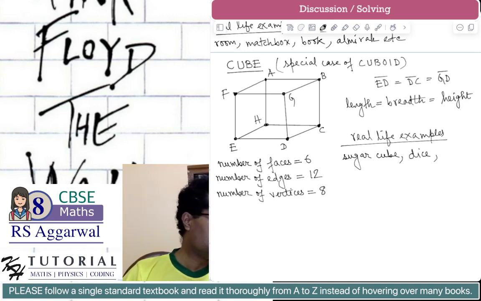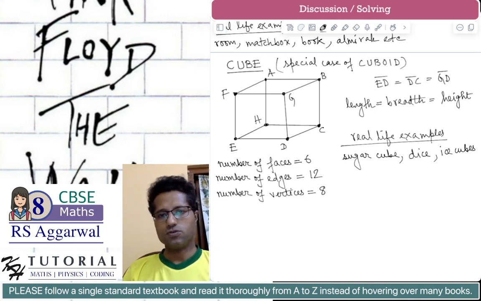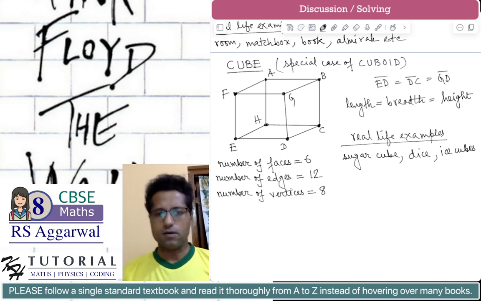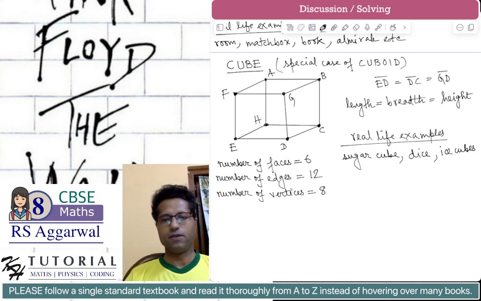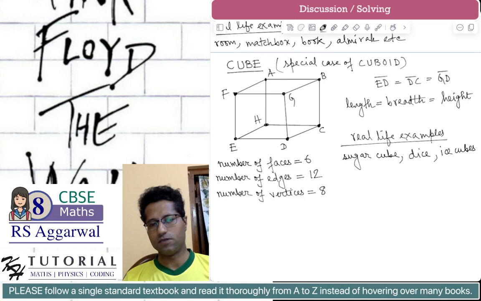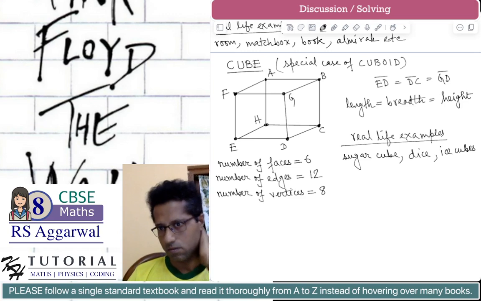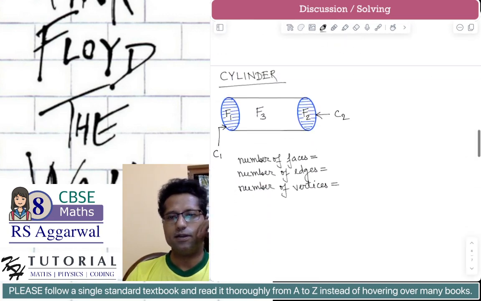What else do we have? Ice cubes. These are some real life examples. So there is nothing to discuss especially about a cube. It is the same as a cuboid, just that its length, breadth, and height are the same, and it will definitely have the same number of faces, same number of edges, and same number of vertices, just as a cuboid. Okay, that was cube. Now, cylinder.